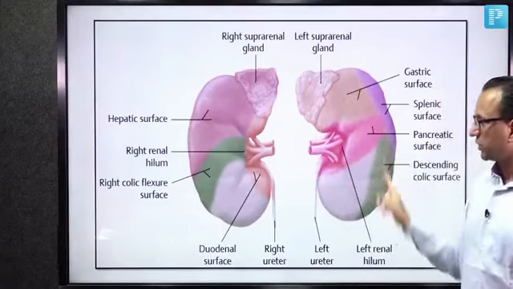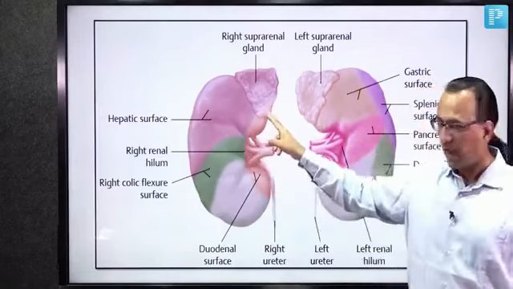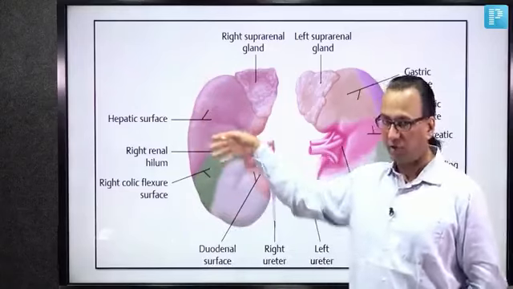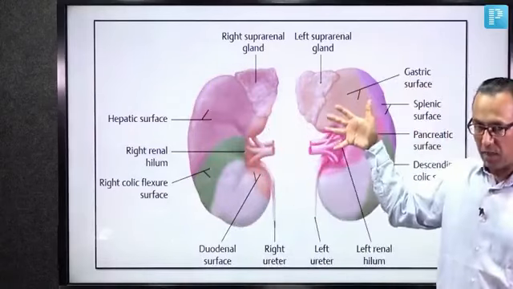And this is the splenic flexure of the colon. Whereas on the right kidney, you have the second part of the duodenum related and the hepatic flexure of the colon. This is the liver area or hepatorenal pouch of Morrison area. And that is the right adrenal area. Now let us see what is behind the kidneys.